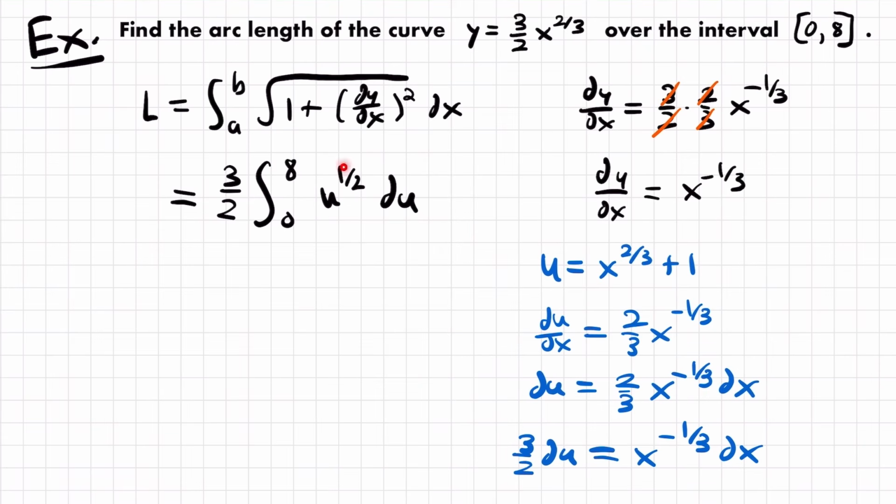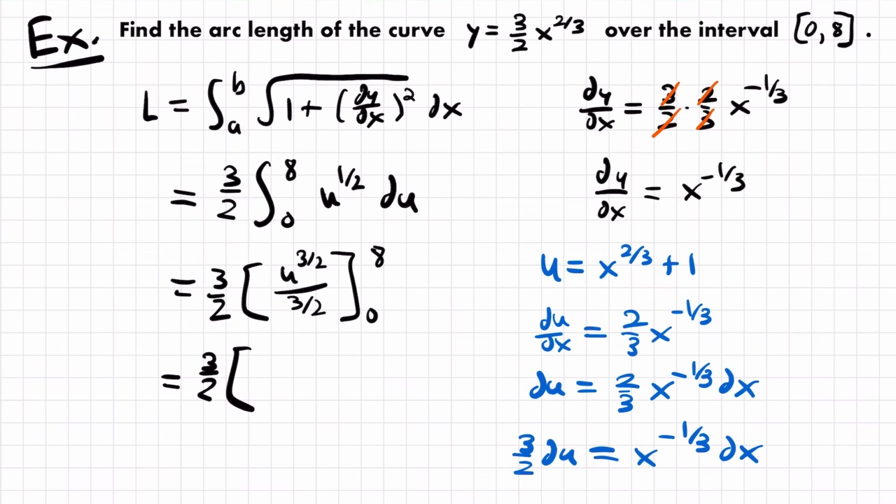And so if we add 1 to that exponent and then divide by that new exponent, this will be equal to 3/2 times u to the 3/2 power divided by 3/2 evaluated from 0 to 8. And now remember, dividing by 3/2 is the same as multiplying by 2/3, and so this is equal to 3/2 times 2/3 times u to the 3/2 power evaluated from 0 to 8. And so we can pull this 2/3 to the outside and multiply it by 3/2, and those will actually cancel each other out, right? These 3's will cancel out and these 2's will cancel out.